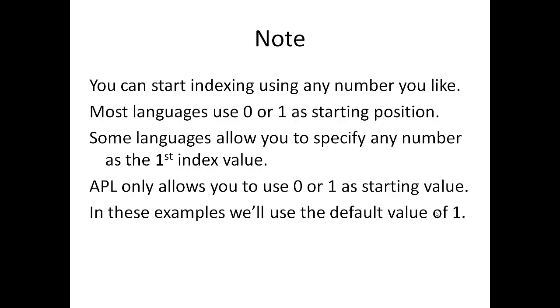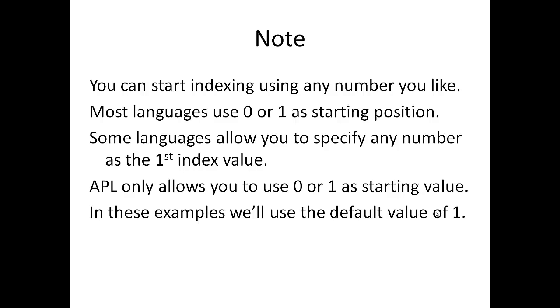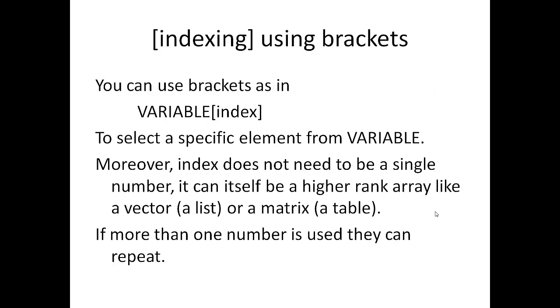You can start indexing using any number you like. Most languages use 0 or 1 as a starting position, so the index of the first element will be either 0 or 1. But some languages also allow you to specify any number as the first index value. There were some languages that would allow you to start at 1000 if you wished. APL only allows you to use 0 or 1 as starting value. And in these examples, we're only going to be using the value 1, which happens to be the default of all APLs.